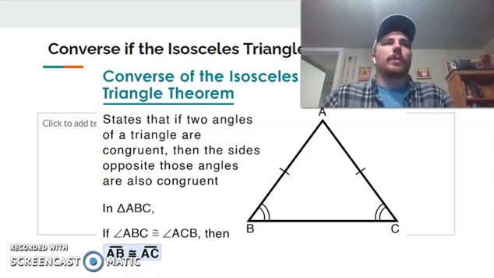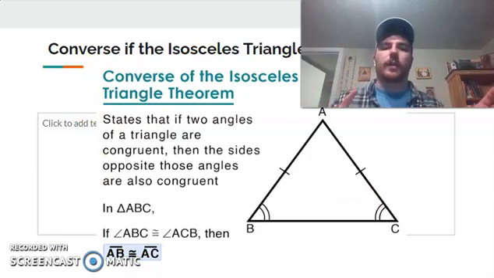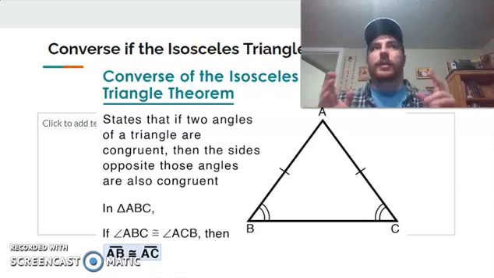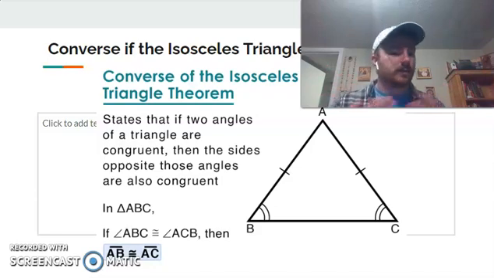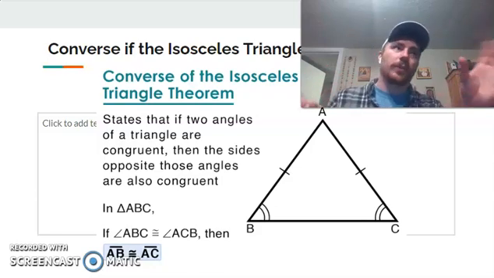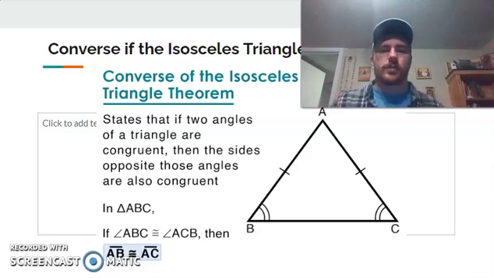If you think back to when we were talking about parallel lines and alternate interior angles, we had the alternate interior angle theorem, and then we also had the converse of the alternate interior angle theorem. Same thing here. It's just kind of like you're using one thing to prove one thing, but the reverse is also true. So we have another theorem about that.